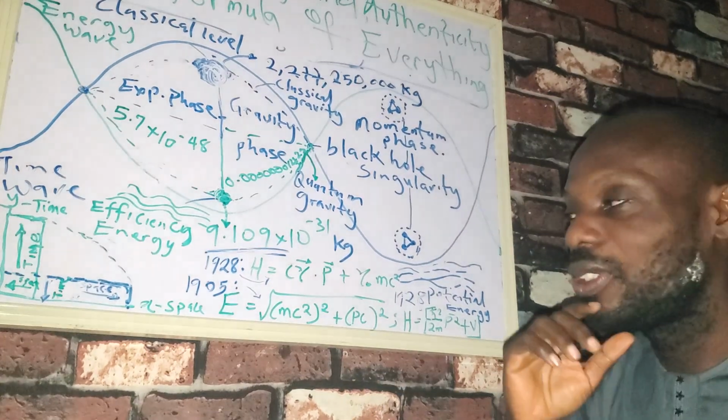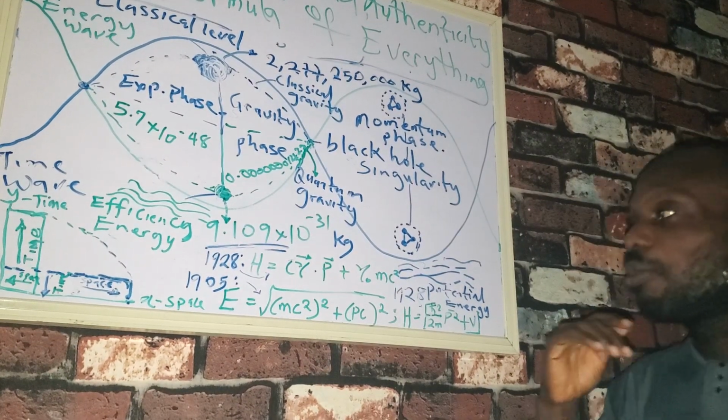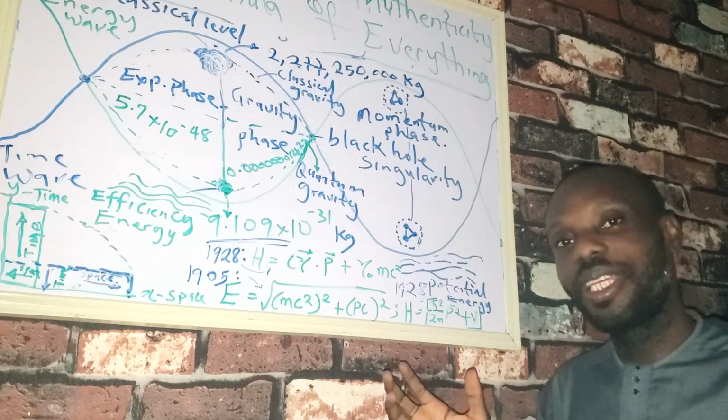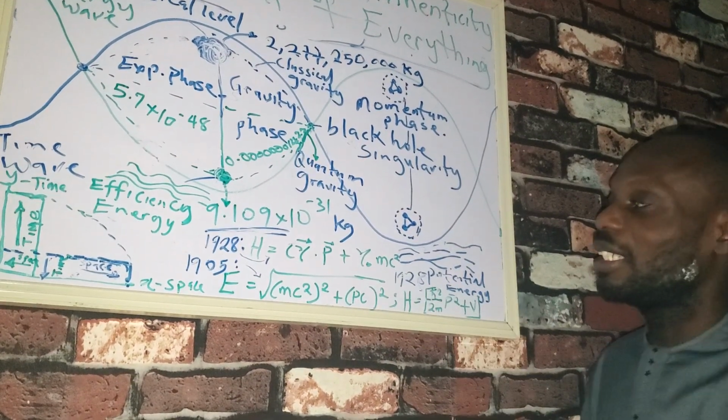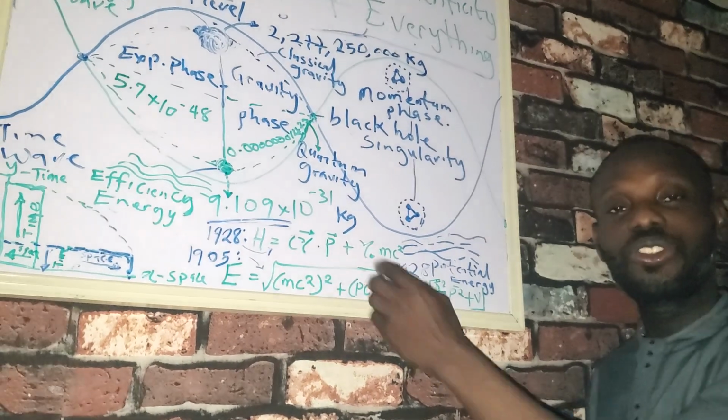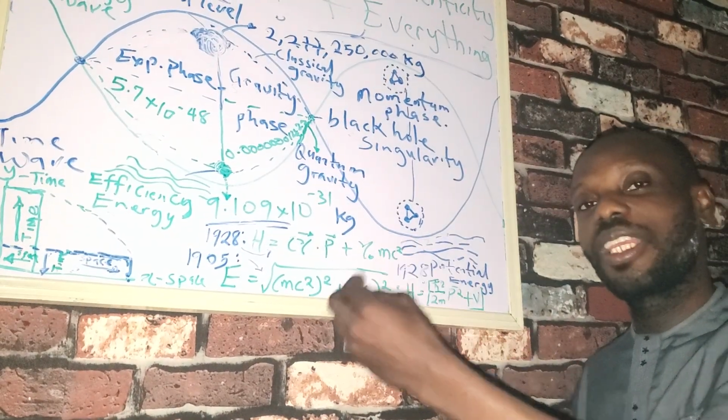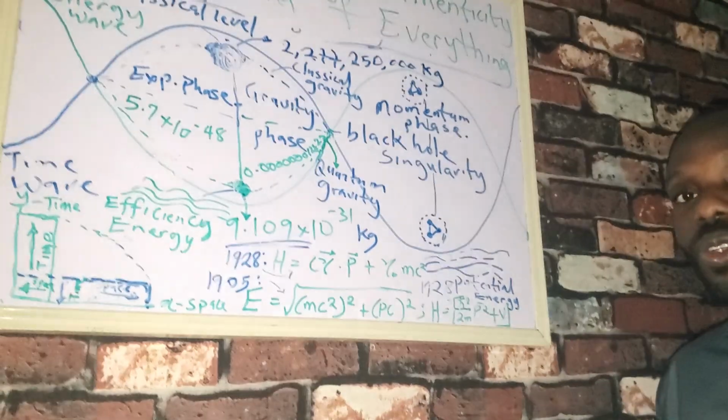Now, what Dirac did to solve that was, but before I explain what he did to solve that, there is something when Dirac was trying to have his own relativistic wave equation.